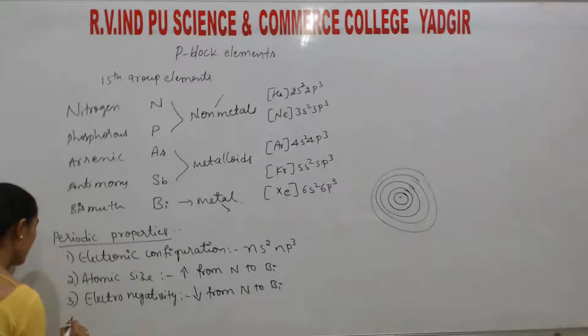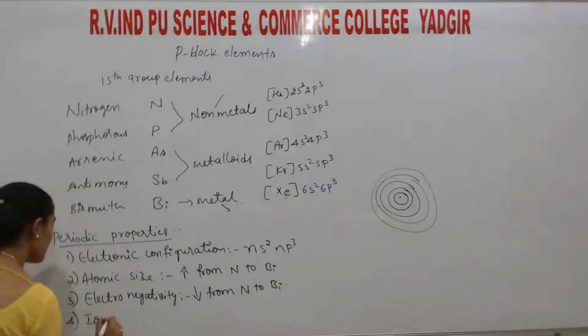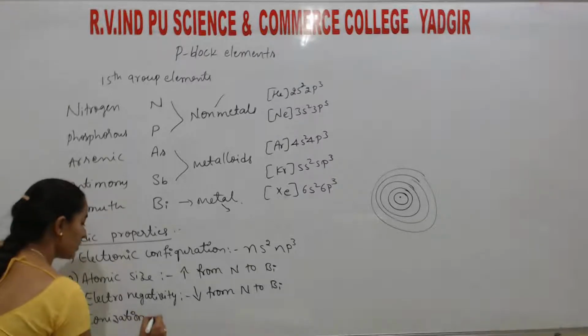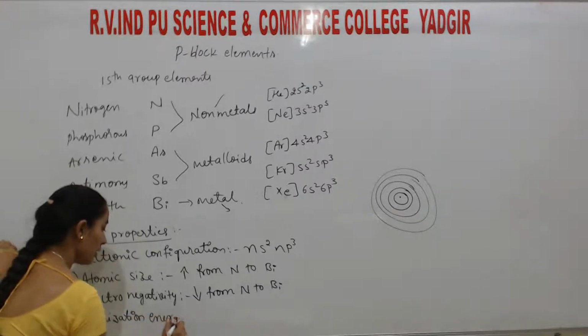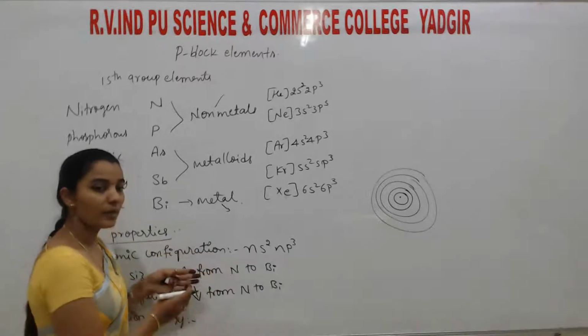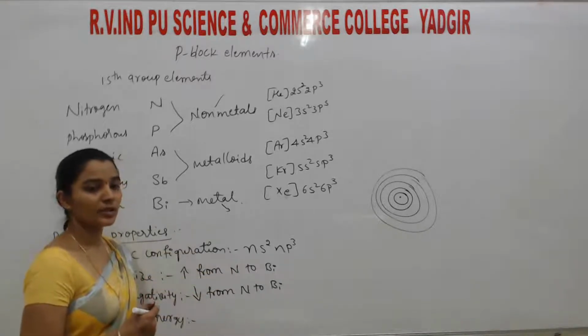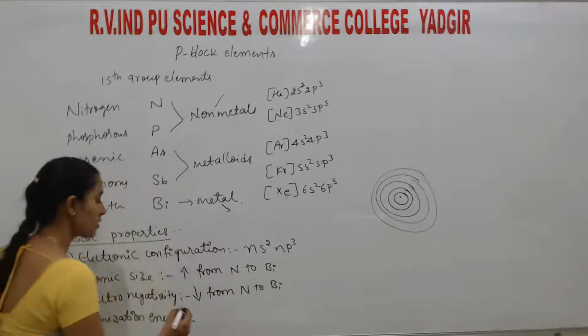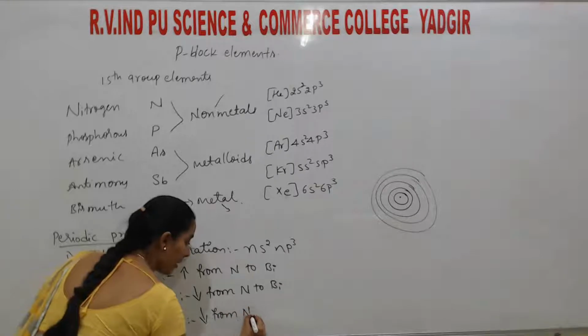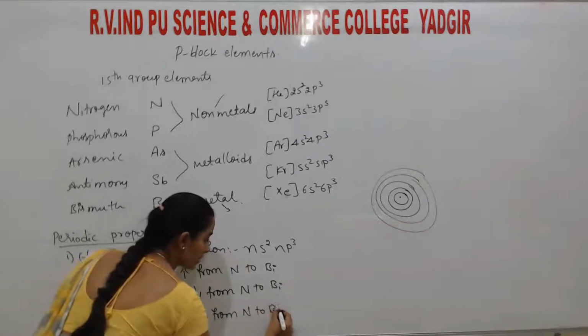Okay, next, the last one, that is ionization energy. You know that if size increases, then the remaining periodic properties decrease. So ionization energy also decreases from nitrogen to bismuth.